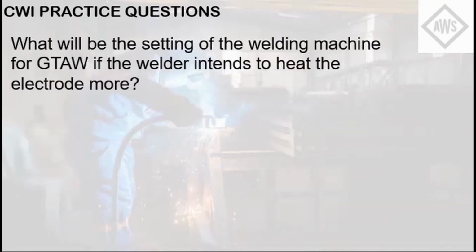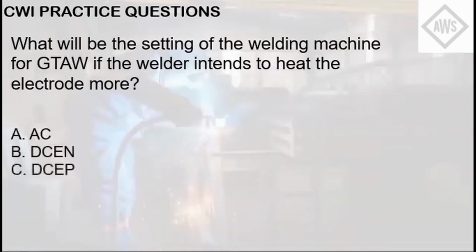Next question. What will be the setting of the welding machine for GTAW if the welder intends to heat the electrode more? So this question was kind of preempted when I asked the previous question. So letter A, AC. Letter B, DCEN. Letter C, DCEP. And letter D, none of the above.